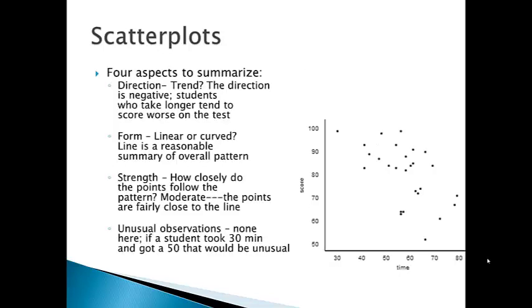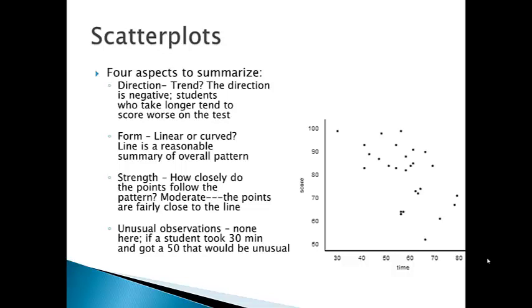After creating a scatter plot, there are four different aspects of the scatter plot to summarize: direction, form, strength, and whether or not there are unusual observations. Let's take these one at a time. When we talk about direction, we're talking about the trend of the data. In this case, the trend or the direction is negative. Students who take longer to take the exam tend to do worse on the test.